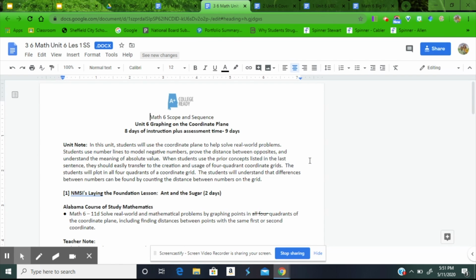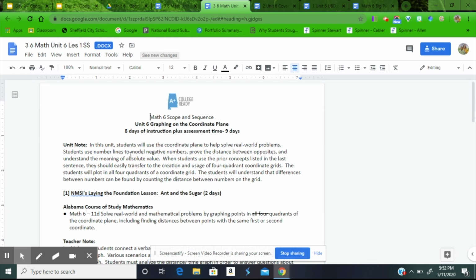Now we're going to look at the unit note, and this is found on Lesson 1's scope and sequence. So this is found at the beginning of the scope and sequences, and then we'll move on specifically to Lesson 3. Here we've got Unit 6, Graphing on the Coordinate Plane, 8 days of instruction plus assessment time for a total of 9 days. Here is your unit note. I'll read this for you since it's shorter.